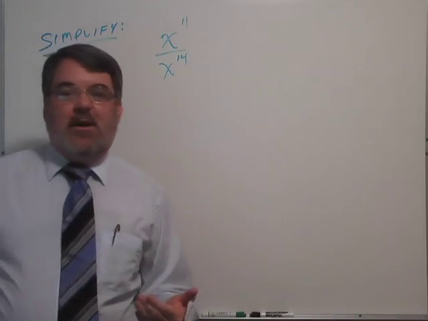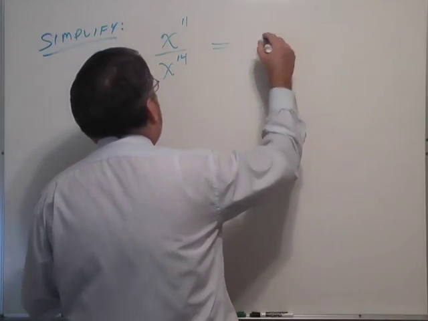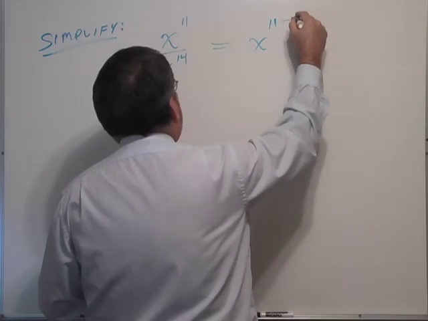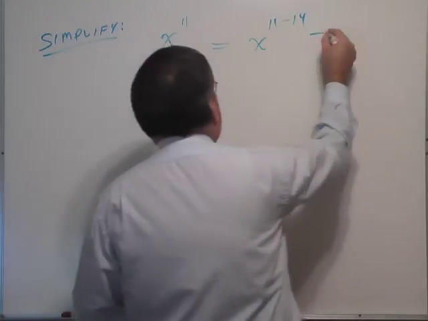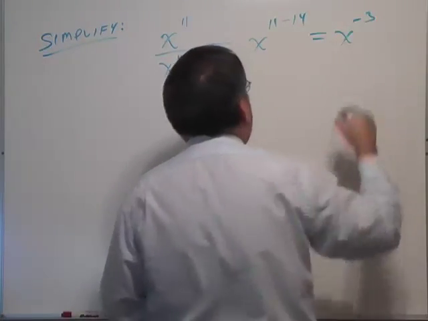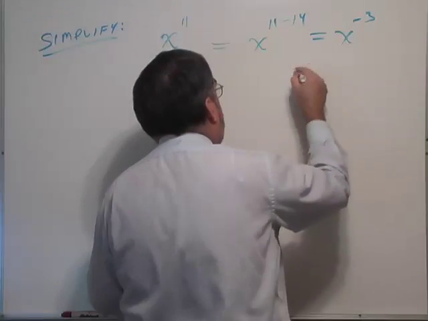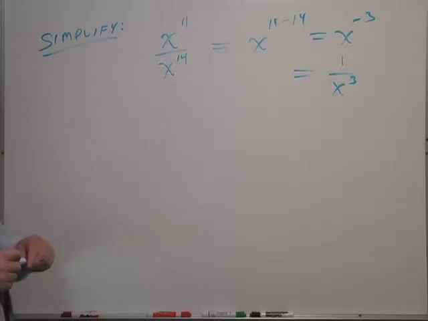Now, one more time, I'll do it like a textbook would do it. So here's the textbook approach. You would take the top exponent and subtract the bottom exponent. 11 minus 14 is negative 3. And then, in order to be simplified, you've got to change this to 1 over x to the third power. All right, and that's perfectly fine.